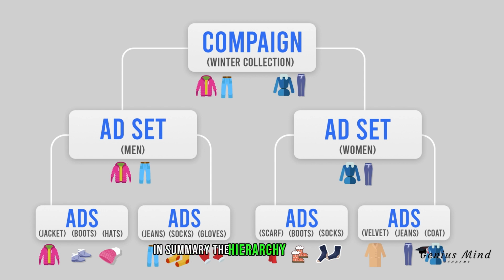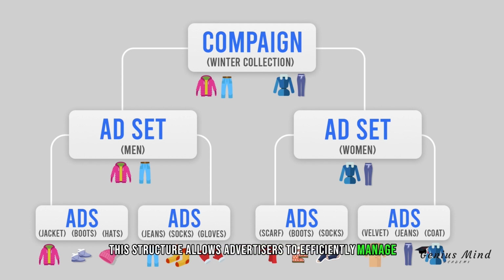In summary, the hierarchy is as follows. A campaign sets the overall goal, ad sets organize groups of ads with similar targeting, and individual ads are the specific creatives designed to resonate with a particular audience. This structure allows advertisers to efficiently manage and optimize their online advertising efforts.